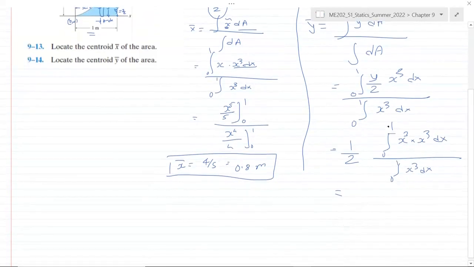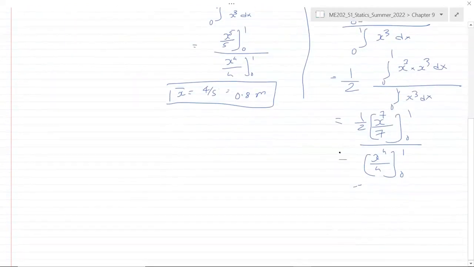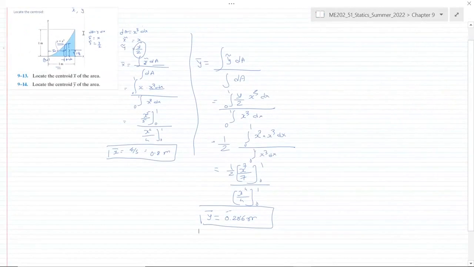So when we do this integration, this is x to the power 6, so its integral will be x to the power 7 divided by 7 in the numerator. So this is x to the power 7 divided by 7, 0 to 1 are the limits, divided by x to the power 4 divided by 4, and the limits are again 0 to 1. So when we substitute all these limits, the final answer is 0.286 meters. That's y bar, the overall y centroid of the shape. So that's how we have calculated x and y centroid.